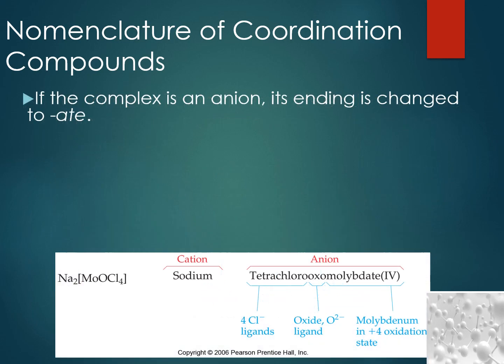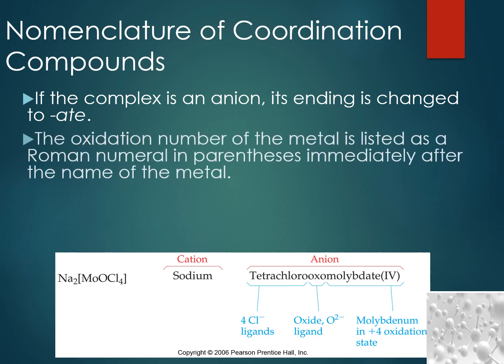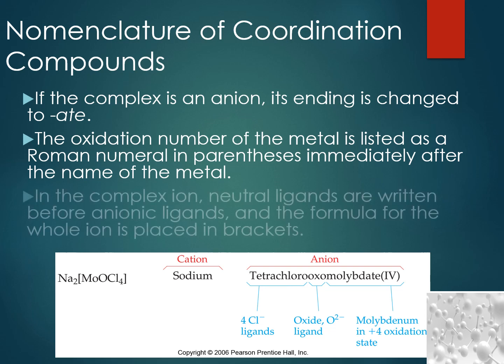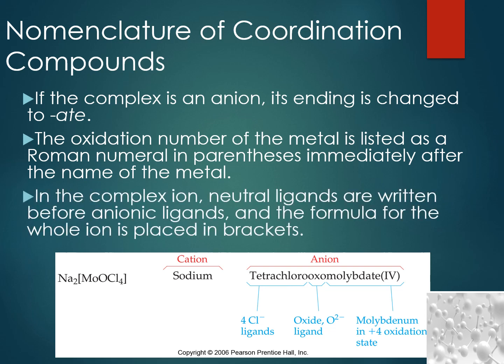If the complex is an anion, the ending is changed to ate. The oxidation number of the metal is listed as a Roman numeral in parentheses immediately after the name of the metal. In this example, the cation is sodium and the anion is tetrachlorooxomolybdate. In the complex ion, neutral ligands are written before anionic ligands, and the formula for the whole ion is placed in a bracket.